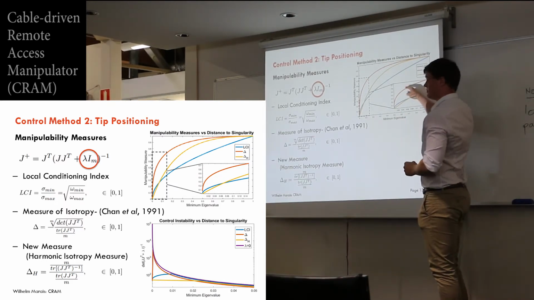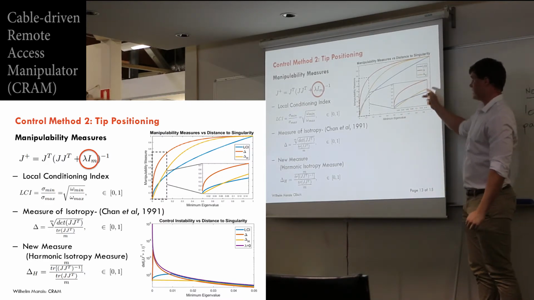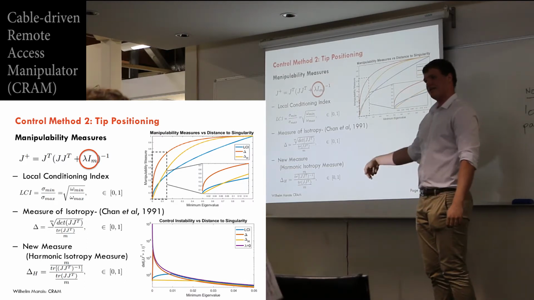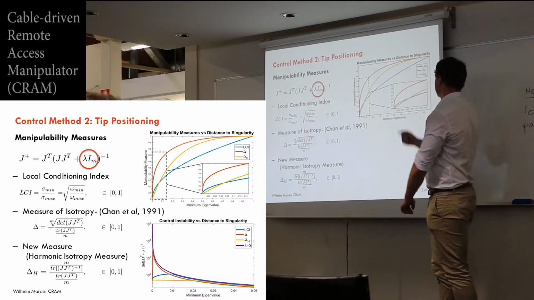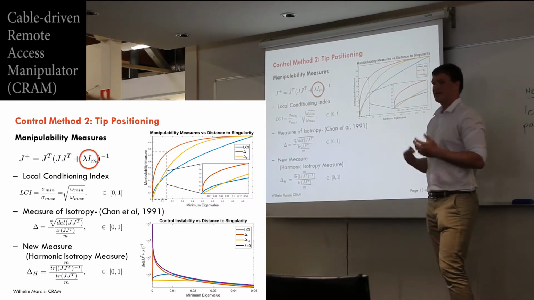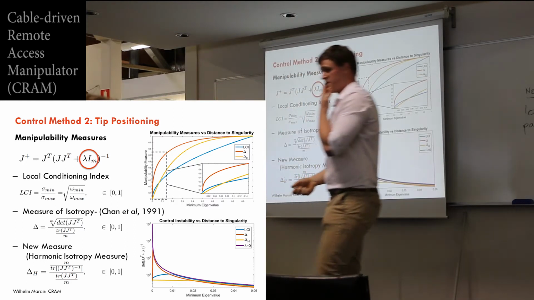So if we look at the zoomed in and rescaled portion of the graph, the local conditioning index in blue and the measure of isotropy in red both dip down as you get to 0, whereas the new measure in yellow becomes linear. So it's a really good measure for telling us how close we are to the singularity. And the reason that's important is shown in this graph.